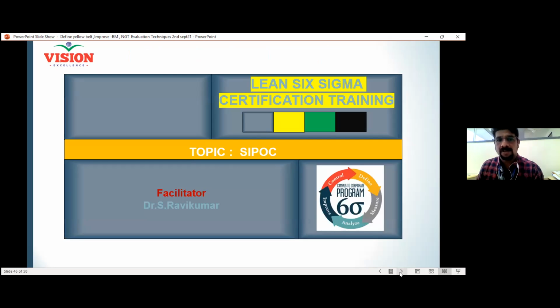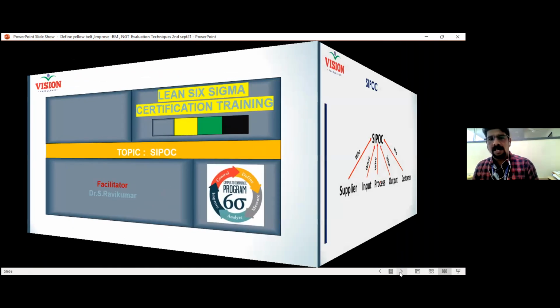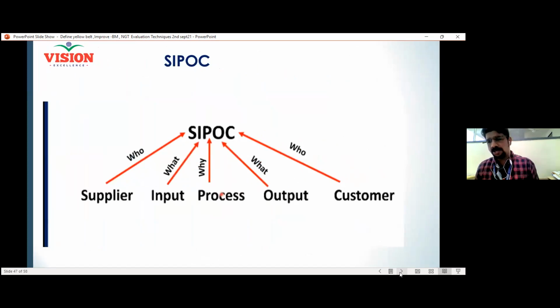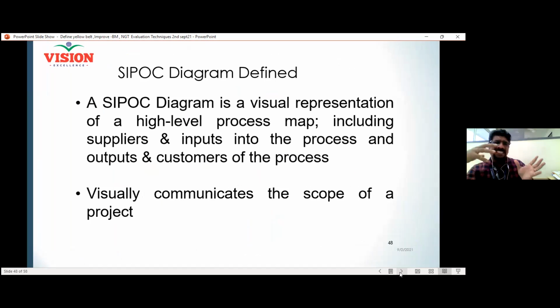So finally, we will look into the SIPOC as a small high-level process map. Important but small content, a high-level process map. So the SIPOC is a visual diagram of a high-level process map. High level in the sense macro-level process map.